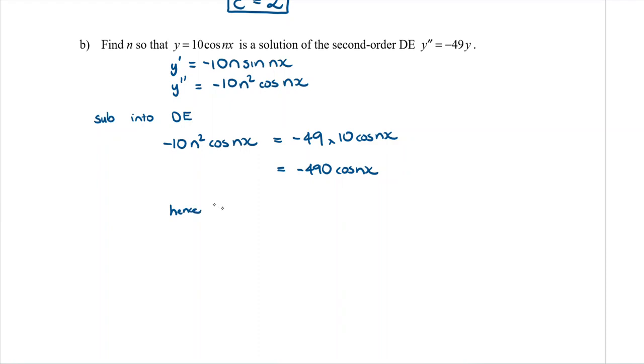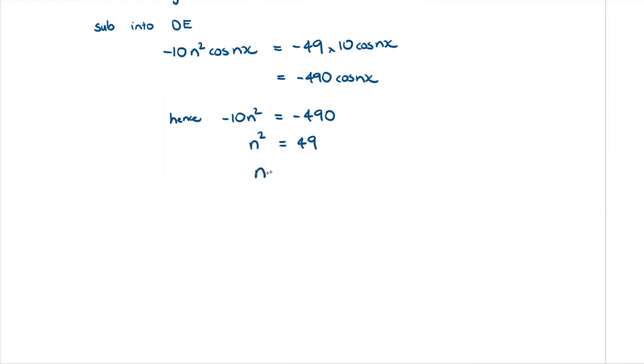So we can say, hence, the negative 10 n squared has to be equal to the negative 490. The minuses will, of course, cancel out. Dividing the 10 across to the other side, we get n squared equals 49. Not just 7, plus or minus 7. So n equals plus or minus 7. So I found n, which was what I was asked to do.